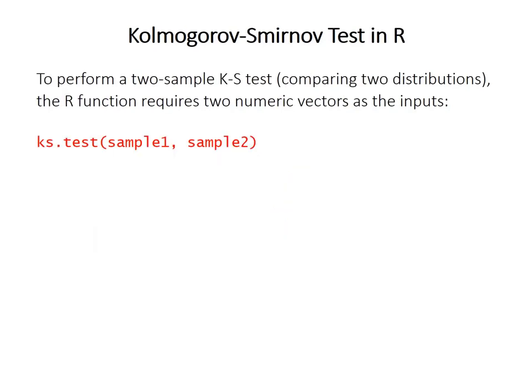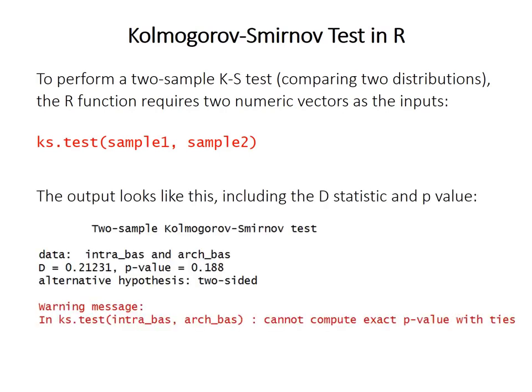So the R function for a two-sample KS test is called KS.test, and it requires two numeric vectors separated by a comma as the input. So sample one is a numeric vector, and sample two is a numeric vector. The output looks like this. It gives you the D statistic and the p-value.